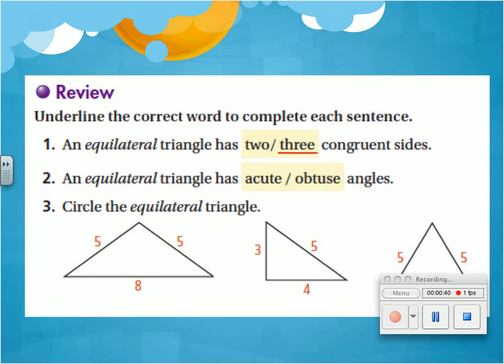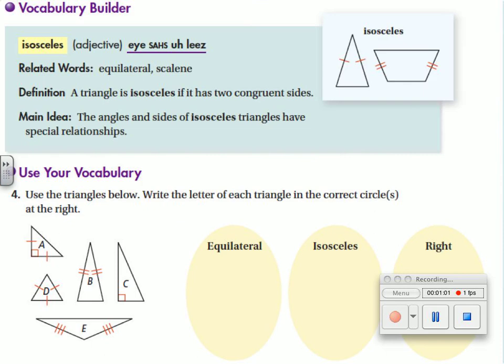An equilateral triangle has three congruent sides, just like I just said, and an equilateral triangle has acute angles. It cannot have obtuse angles. So we're going to circle the equilateral triangle in your notes, and it's the one behind my recording button, so that's not going to show up, but that's the one you want to circle. So let's continue on in our review.